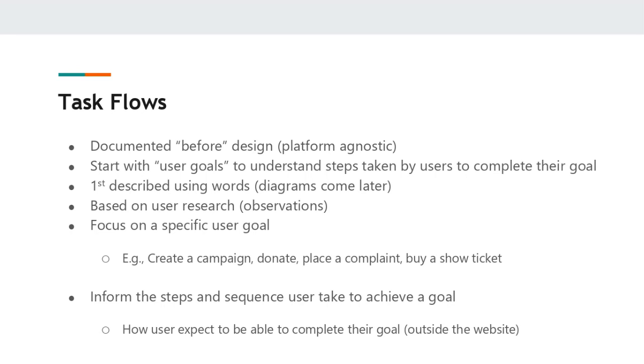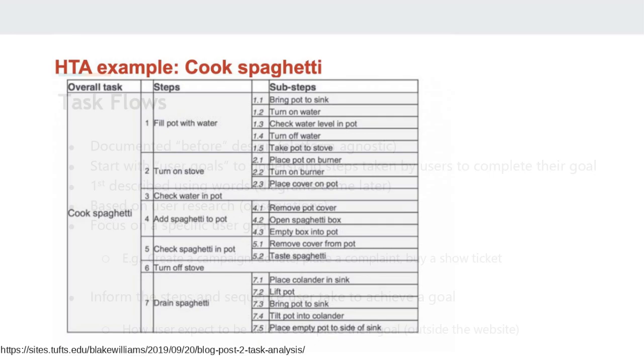You always want to focus on a specific goal. So create a campaign, donate, place a complaint, buy a show ticket, and then it will inform the steps and sequence the user will take to achieve that goal. And I said, it helps set expectations of what the user would expect to be able to do outside of a platform. So here's an example of a high-level task analysis of cooking spaghetti.